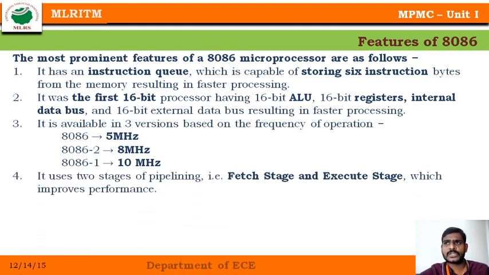Then it uses a 2-stage pipelining process. We will go into in-depth details about pipelining in a later section, but in the case of the 8086, we are going to use 2-stage pipelining called the fetch stage and the execute stage. Because of this pipelining process, execution time is faster compared to the previous versions of the processor.